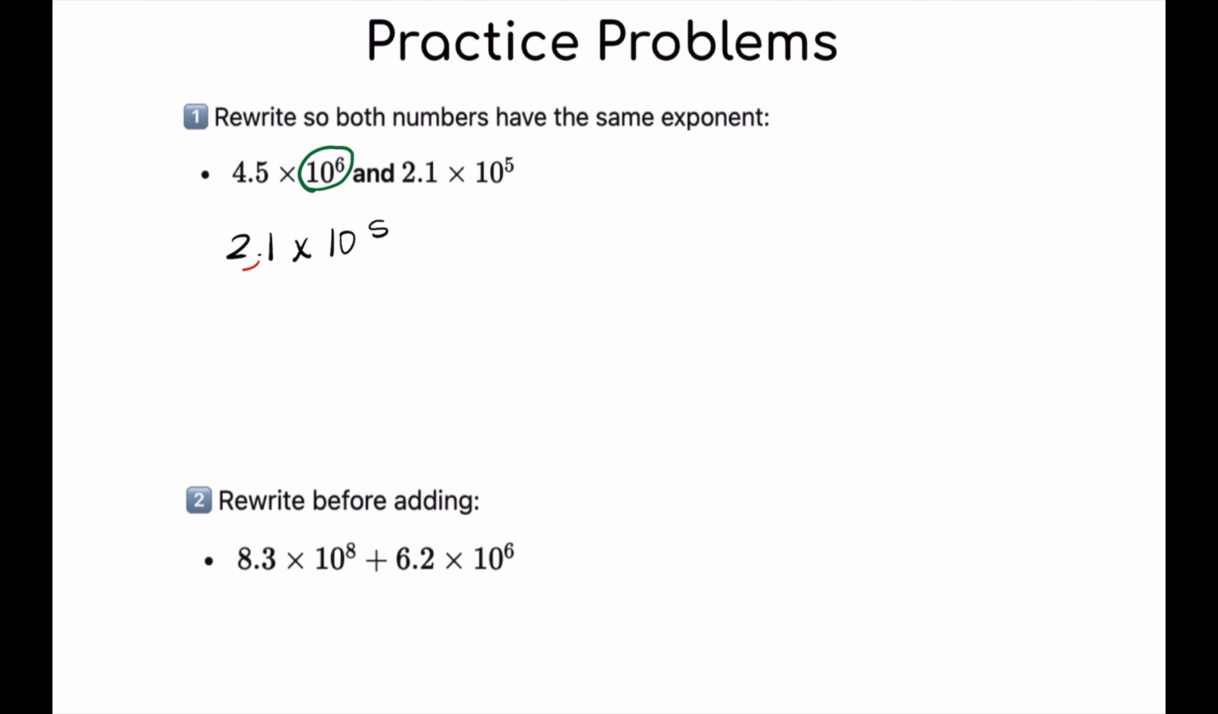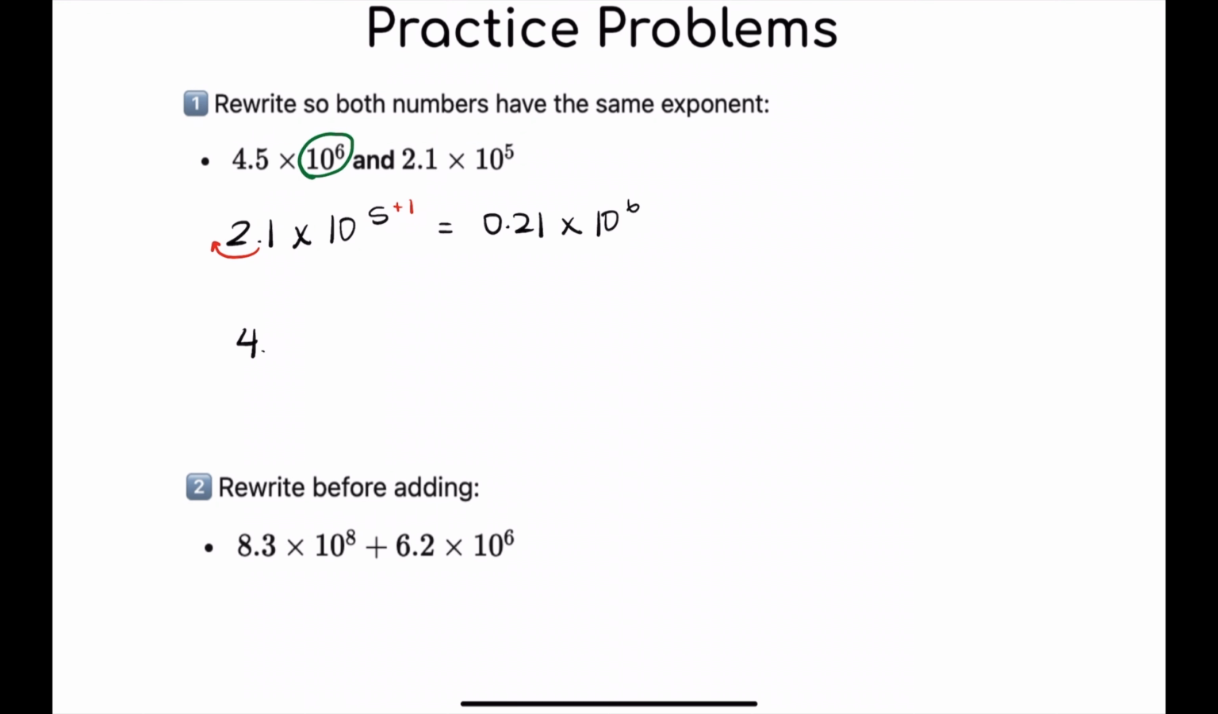So what we're going to do is rewrite the 2.1 times 10 to the 5 using the strategy that we went over in our steps. So if we move the decimal one place to the left, that means that we can increase our power by 1. So 2.1 times 10 to the 5th is the same as 0.21 times 10 to the 6th. And when we rewrite them, now they both have the same exponent.